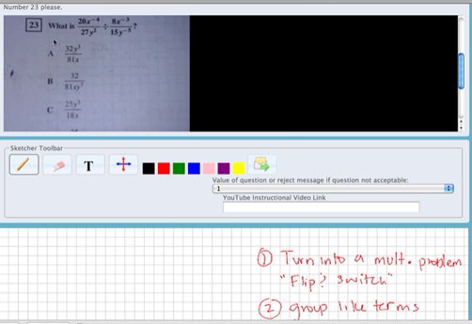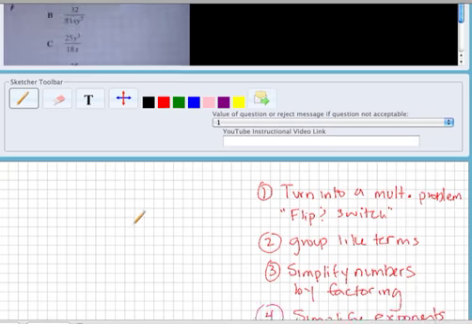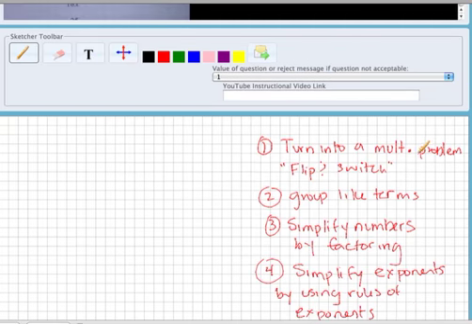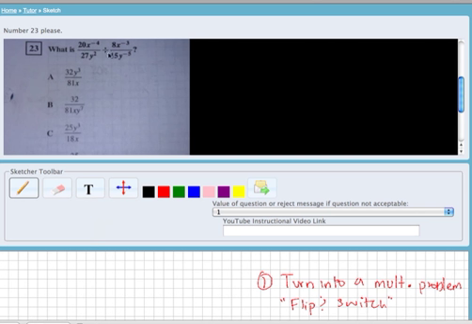Let's go ahead and focus on this nasty little bugger. To simplify it, we have a couple things we need to do. The first thing we need to do is turn it into a multiplication problem. I call it the flip and switch. So basically, division is multiplication by a reciprocal.